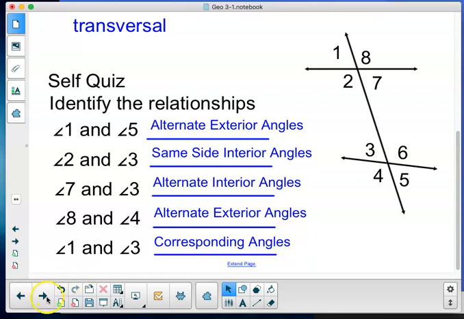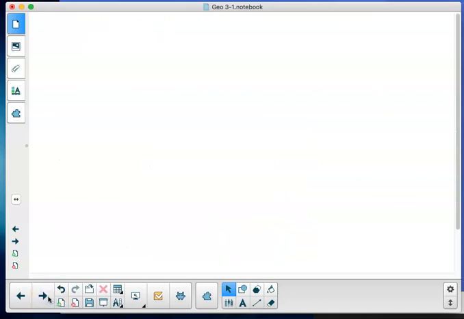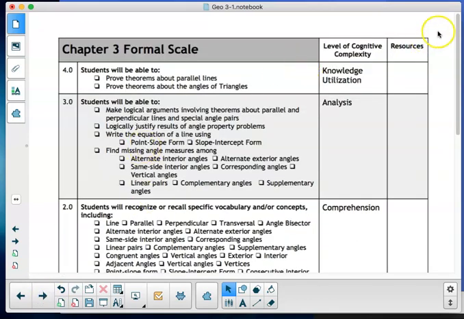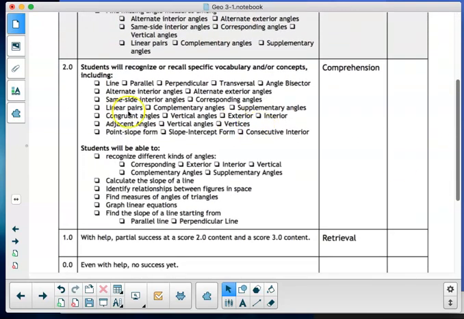Okay, now let's look on the inside page of your chapter 3 notes, and let's check out the scale. What do we know? Prove lines parallel. Prove. Oh, we didn't do any proofs. Make logical arguments, logically justify, write equation of lines, find missing angle measures. Oh, here it is. I've got line, so I'm going to mark these things up. I've got line, I've got parallel, I've got perpendicular. Oh, I don't know perpendicular yet, at least not from today. I've got a transversal.